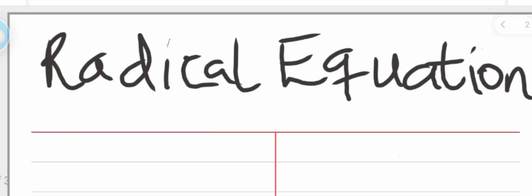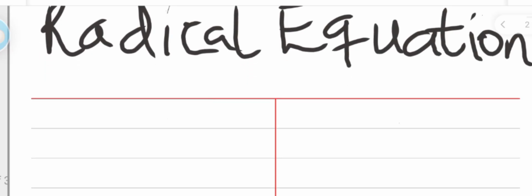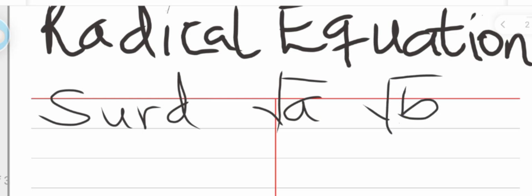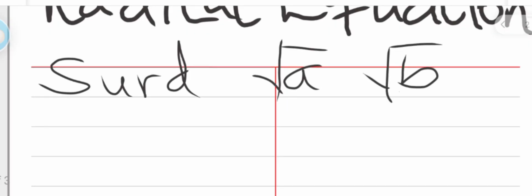Hello, like I said yesterday, we want to continue our lessons by looking at radical equations. What do we mean by radical equation? We just introduced ourselves to the concept of surds. If you remember, we have done surds, and we said that surds are usually expressed in this form. So you can have root A or root B, where in most terms the A and B are either prime numbers or odd numbers.